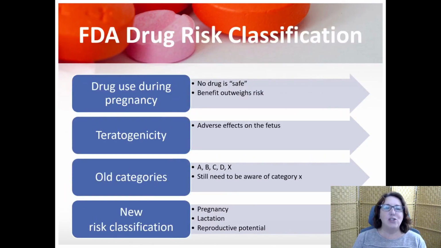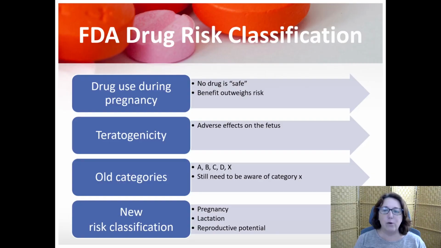Okay, FDA drug risk classification, specifically related to pregnancy. So it's important to know that no drug used during pregnancy is considered to be fully safe. It's really the benefit outweighing the risk. And then we do have something called teratogenicity, and this means adverse effects on the fetus. So from 1979 to 2015, there was a category system based on letters that was used to convey risk to the fetus of taking a particular medication when pregnant.